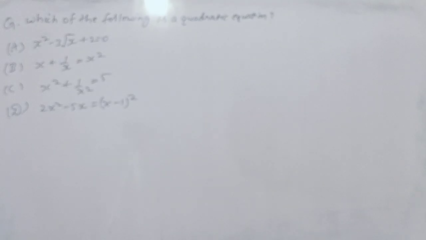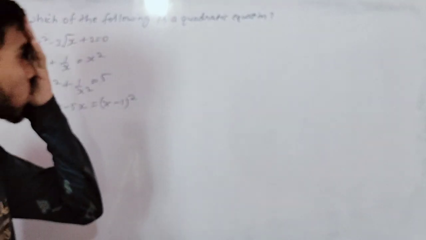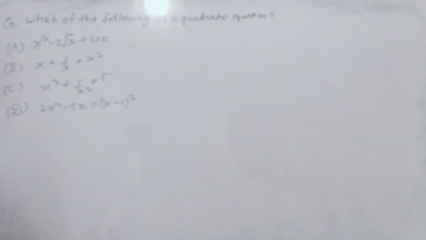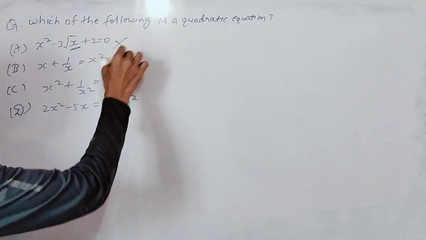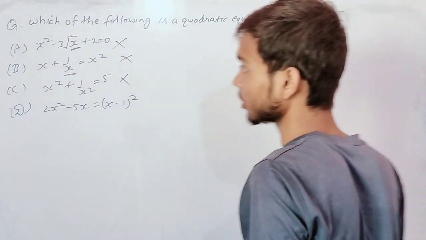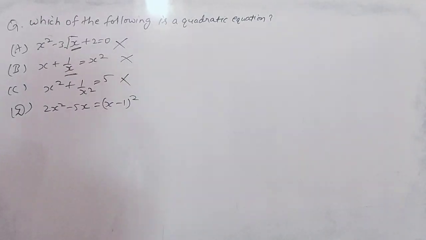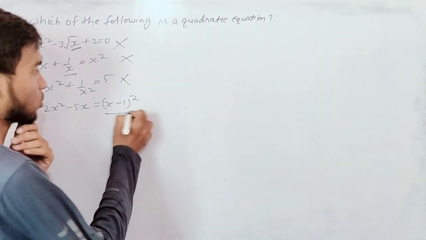Here, this is the equation. Which of the following is a quadratic equation? Here, as we can see, the variable is under a root, so it will not be a quadratic equation. Here x came in the place of a denominator, that's why it is not a quadratic equation. Same here, x is coming in the place of a denominator, that's why it is not. Here we cannot say directly that this is a quadratic equation. It may be a quadratic equation, but here we will have to solve this.